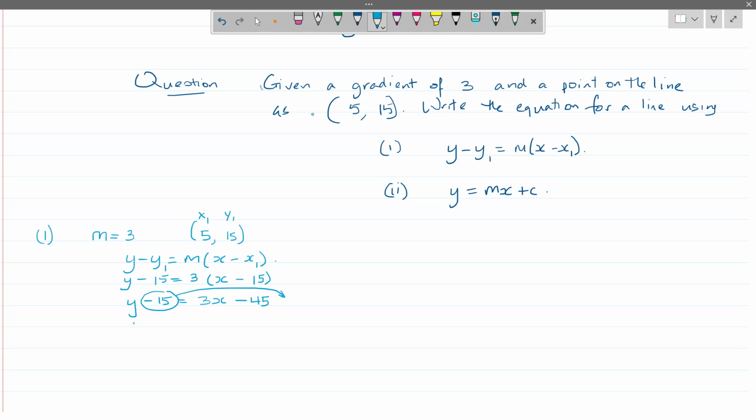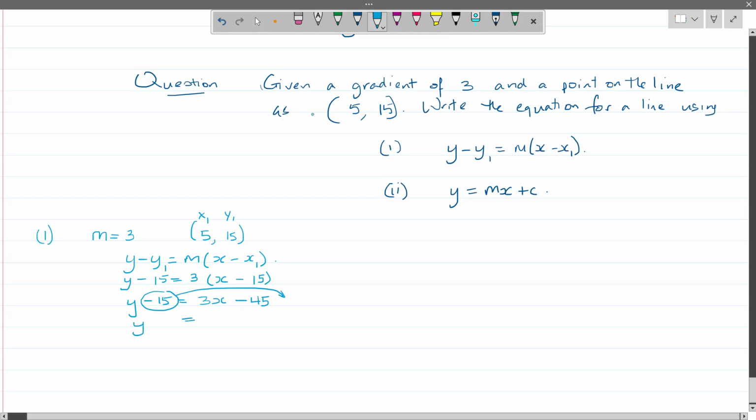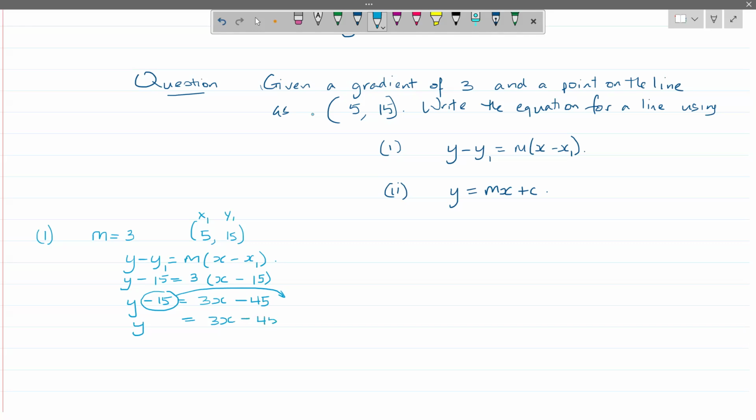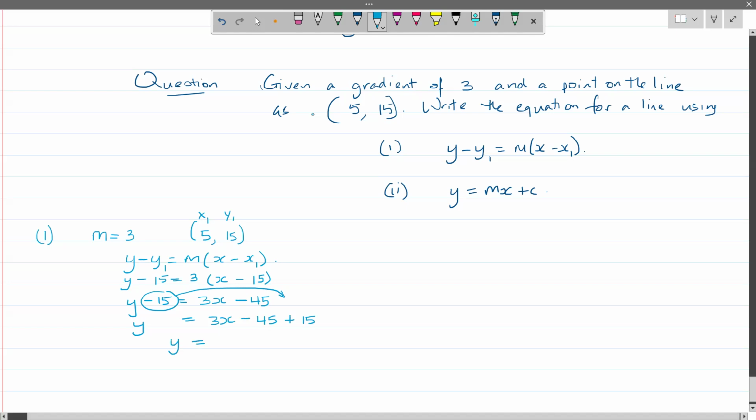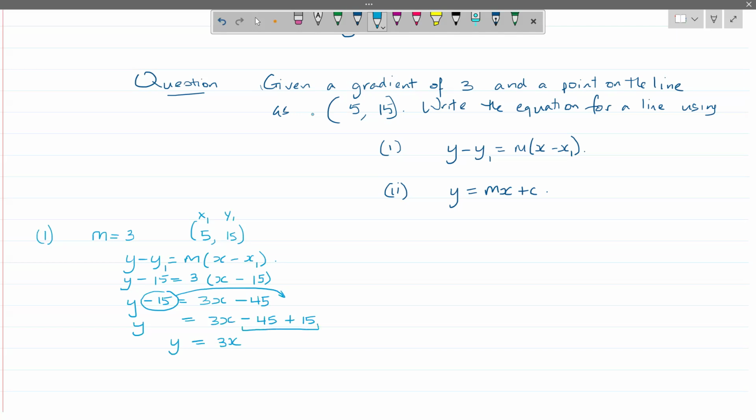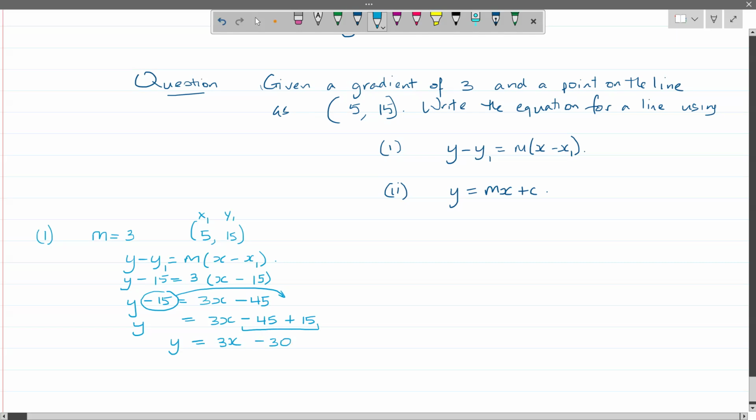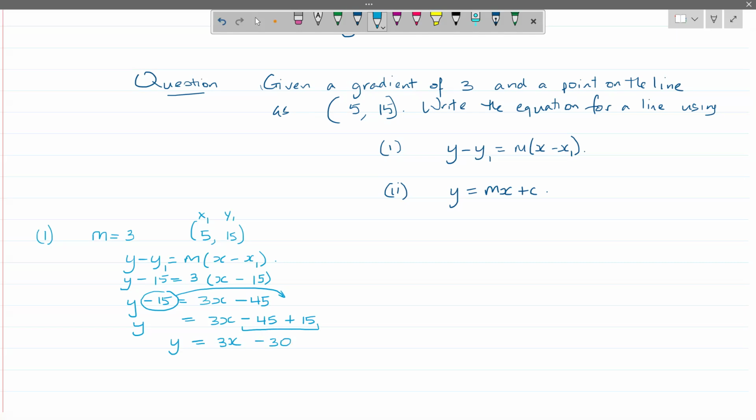Again, watch my system. This not moving, this not moving, this not moving. All that's moving is this. See it? Right. This staying here. I can't do anything with this 3x. I could work out this. I'll get what? Negative 30. So y is equal to 3x minus 30. Everybody okay with that?